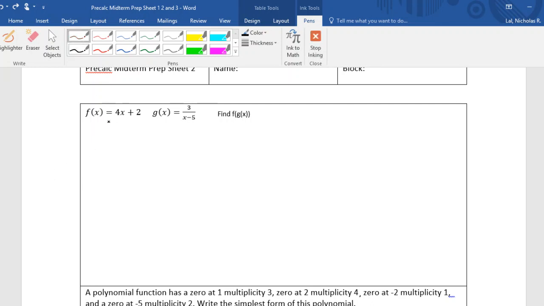So f of x is equal to 4x plus 2, g of x is equal to 3 over x minus 5. We need to find f of g of x, or as this can also be viewed as f circle g of x, means the same thing. Our goal is to plug g of x into f of x. So 3 over x minus 5 becomes the input into f of x. So we have 4 times 3 over x minus 5 plus 2.